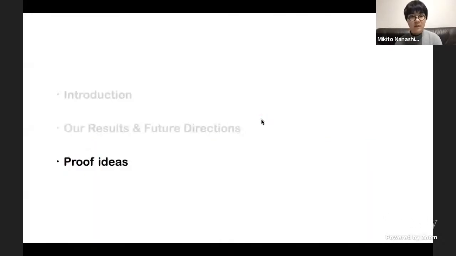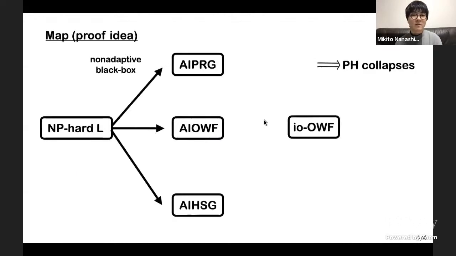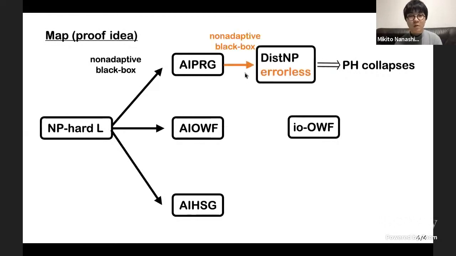Okay, finally, let's see proof ideas very roughly. And this is a very rough map for the proof. For the first result, the key part is to show this part, non-adaptive black box reduction from here to some average case problem. Then we can get non-adaptive black box worst case to average case reduction. Then by applying the previous work, we can show the collapse of polynomial hierarchy. And in fact, this reduction is also a very simple reduction.